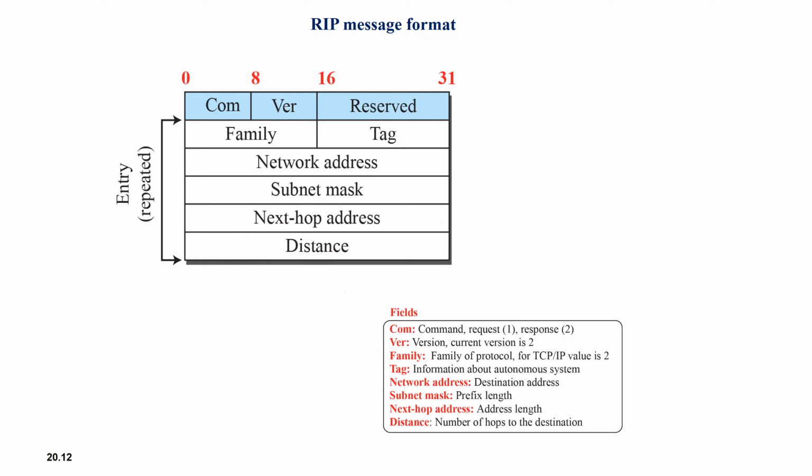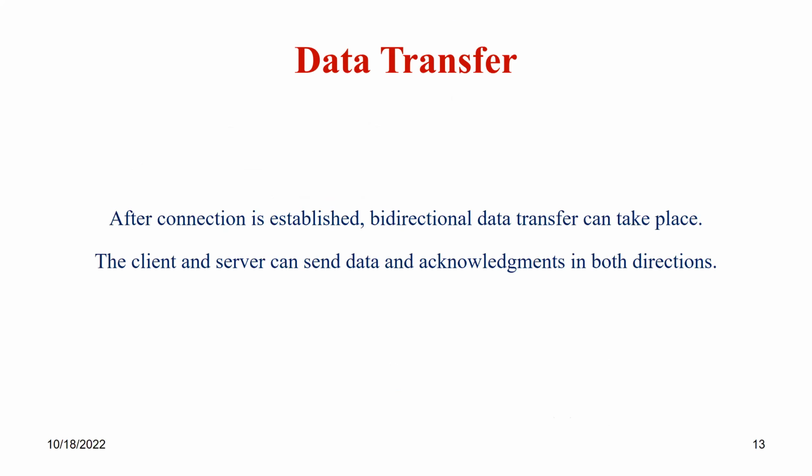Next, the subnet mask. Subnet mask is for your prefix length, the total amount of packet length. Next, the next hop address, which will be represented in your table. What is the next hop? The router. That router's address will be the next hop address. And the distance, that is the hop count, the number of hops to the destination. So the last 4 fields will have the information about the table entry, that is the forwarding table entry.